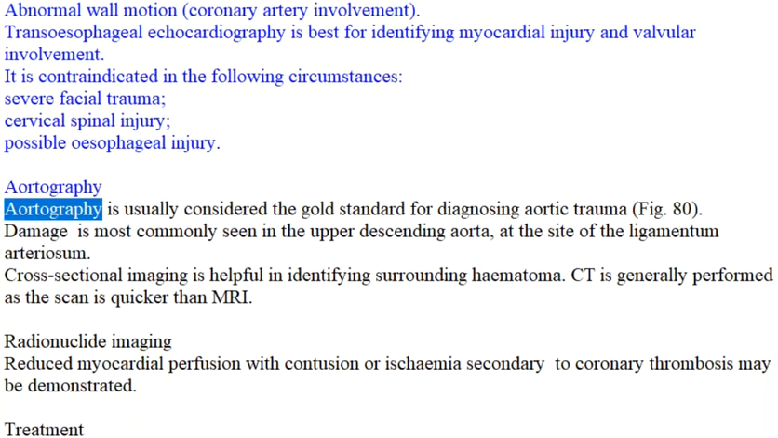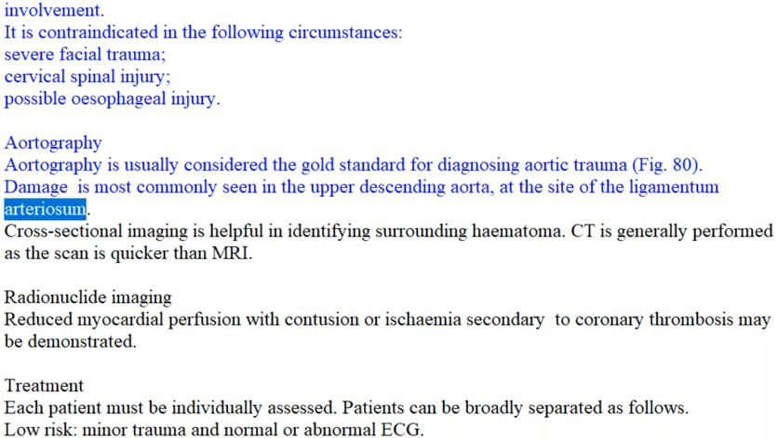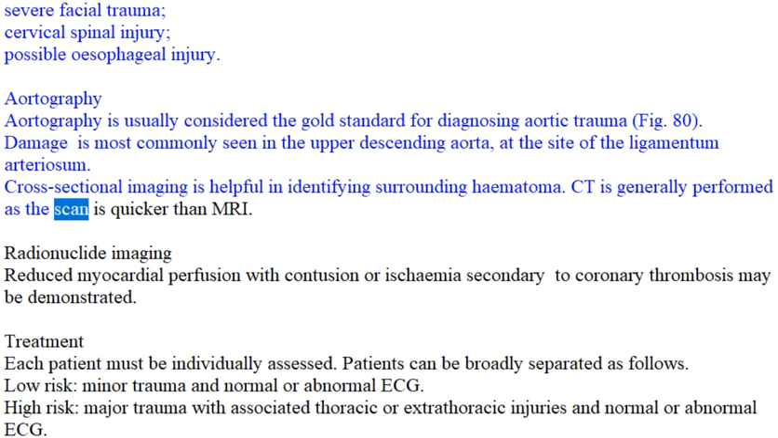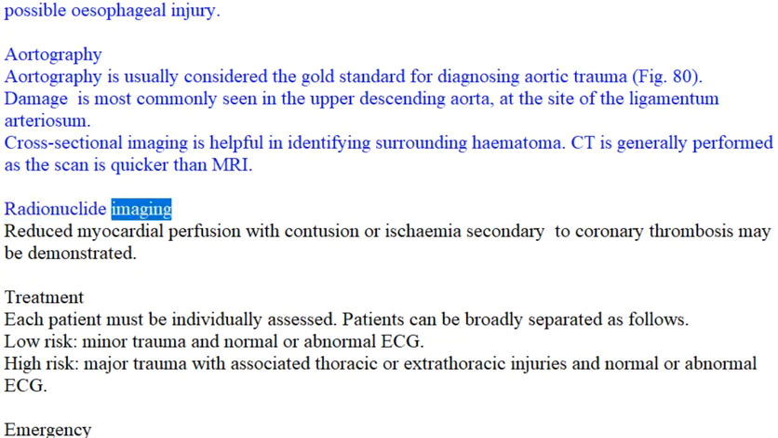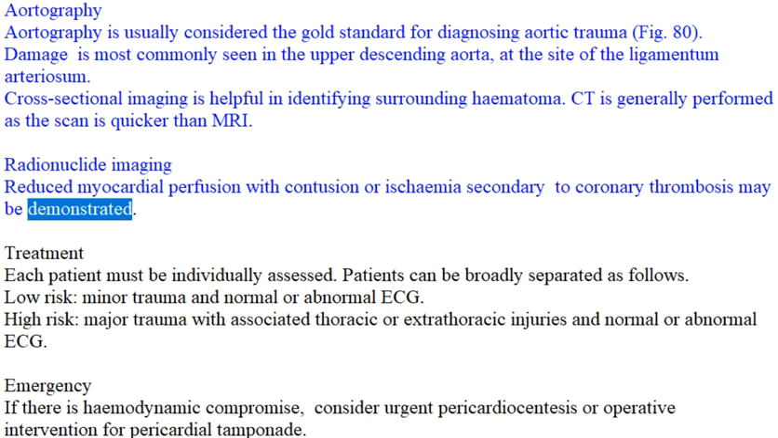Aortography. Aortography is usually considered the gold standard for diagnosing aortic trauma, Fig 80. Damage is most commonly seen in the upper descending aorta, at the site of the ligamentum arteriosum. Cross-sectional imaging is helpful in identifying surrounding hematoma. CT is generally performed as the scan is quicker than MRI. Radionuclide imaging: reduced myocardial perfusion with contusion or ischemia secondary to coronary thrombosis may be demonstrated.